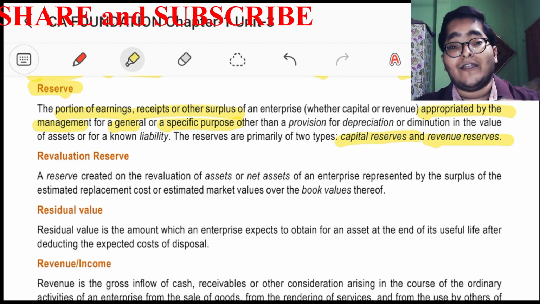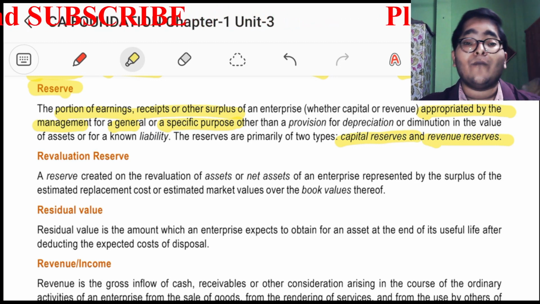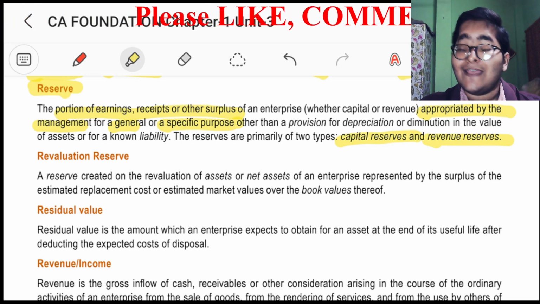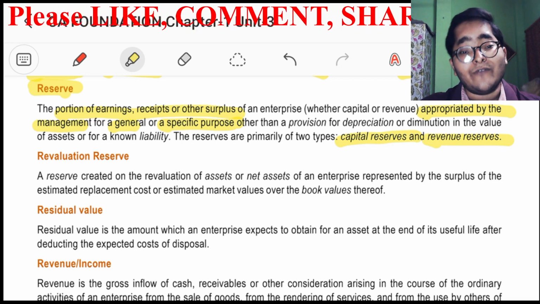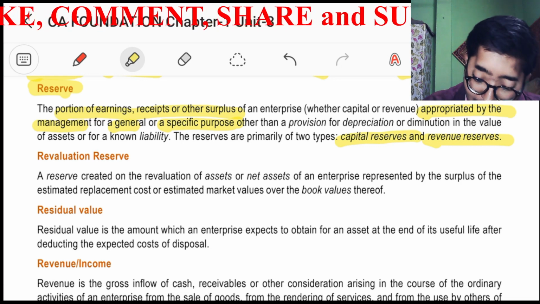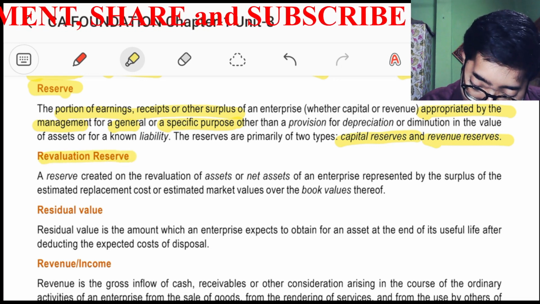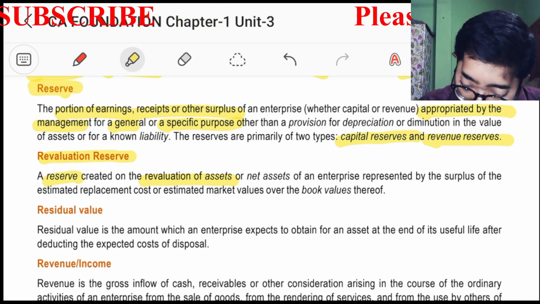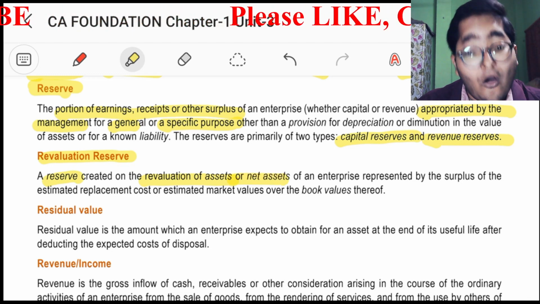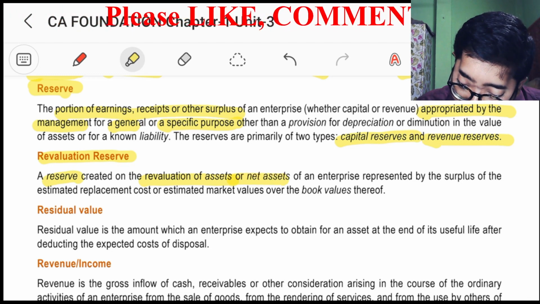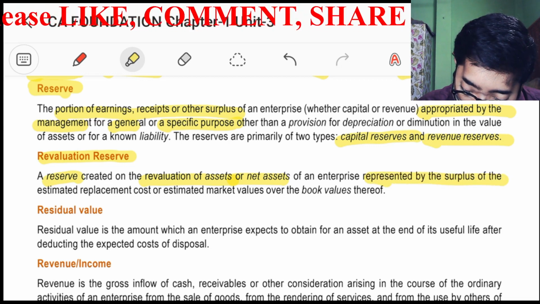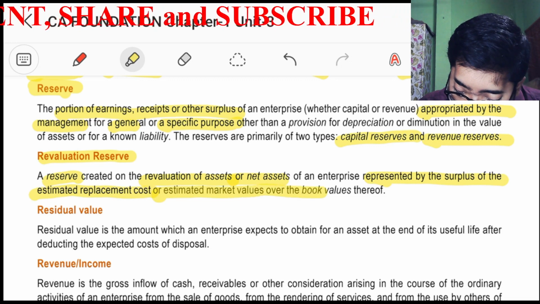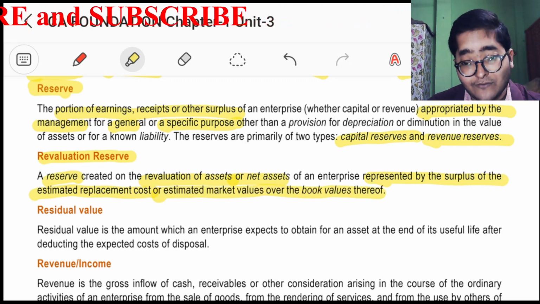The portion that is appraised over the value or the historic cost of an asset is credited to revaluation reserve. So revaluation reserve is a reserve created on revaluation of assets or net assets of an enterprise represented by the surplus of estimated replacement cost or estimated market value over the book values thereof.